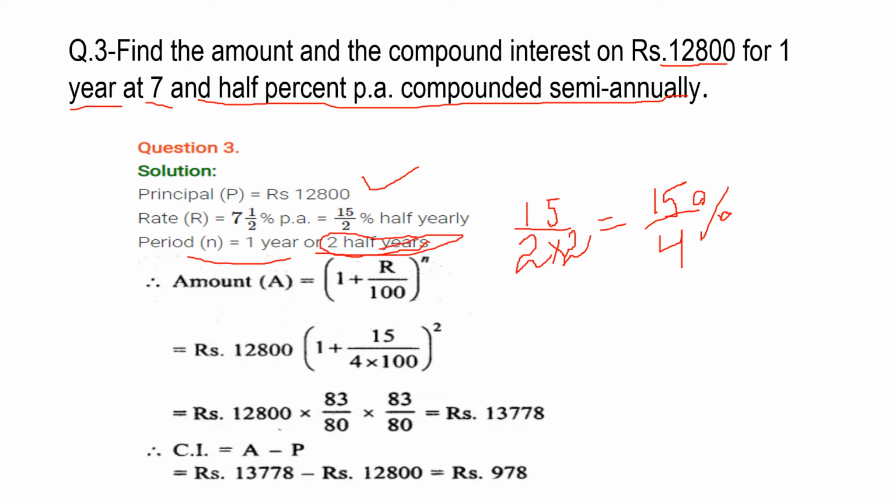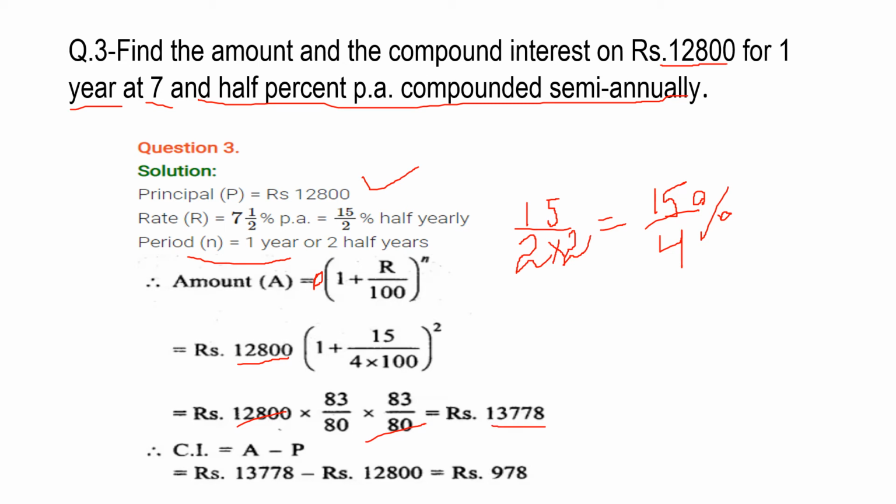Now see, again you have to put the same formula. What's the formula, students? Amount is equal to P into (1 plus R by 100) raised to power T. Here P is 12,800. 1 plus R is 15 by 4 upon 100, raised to power 2. When you solve this, you will get 13,778 rupees as the amount, right?